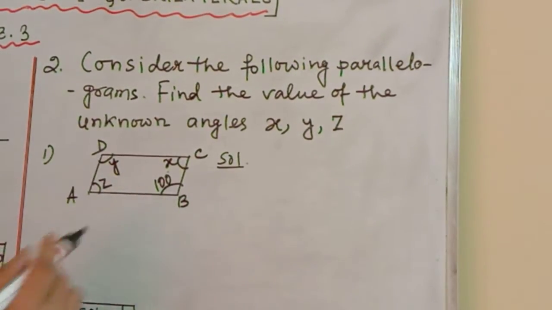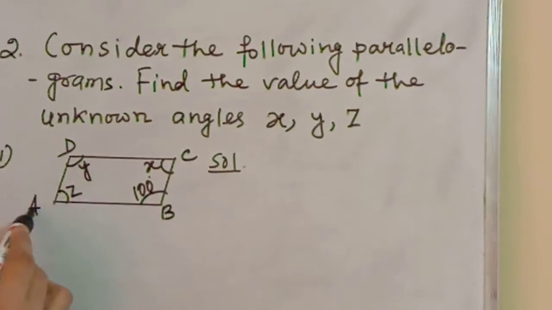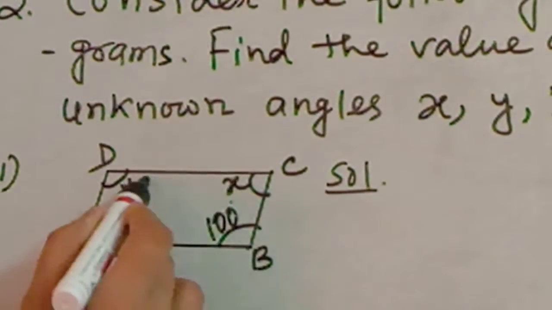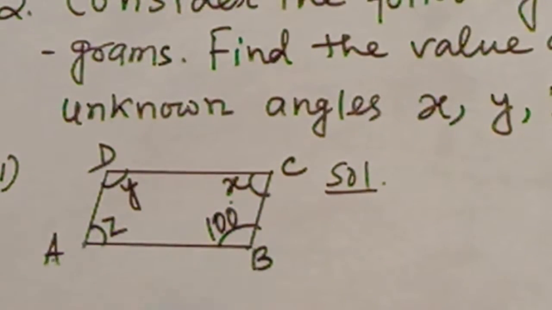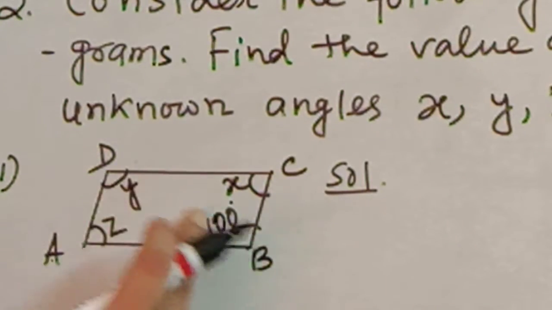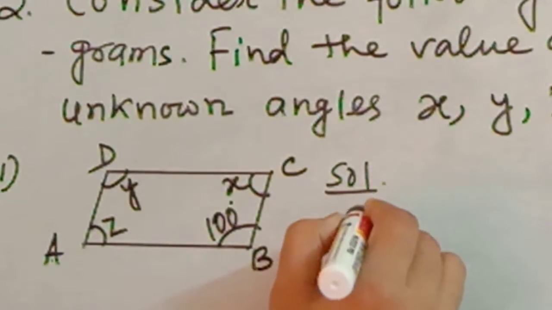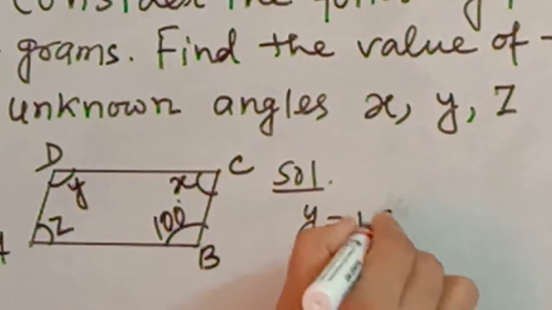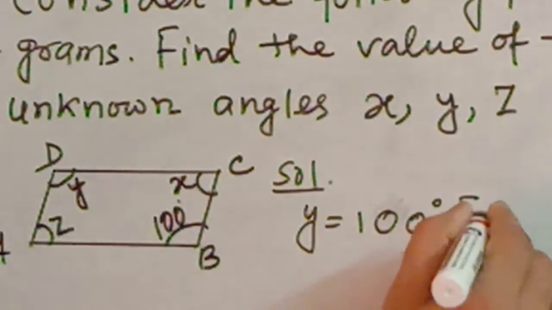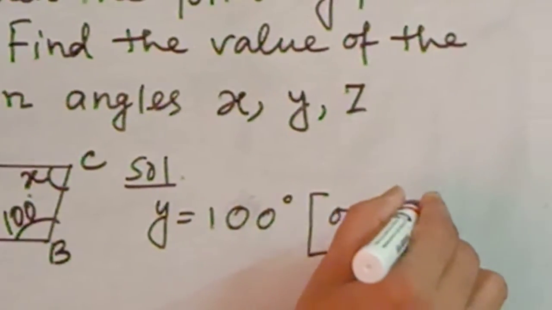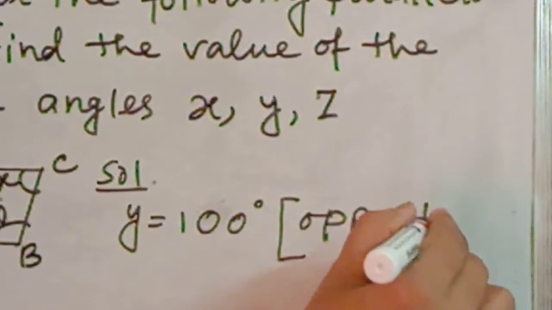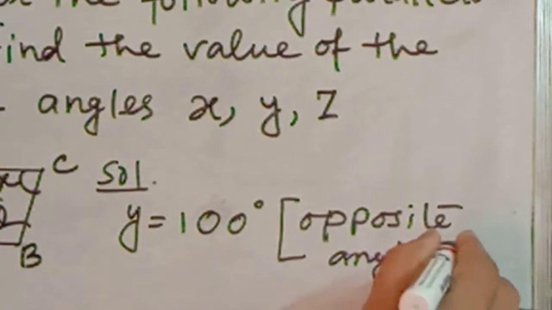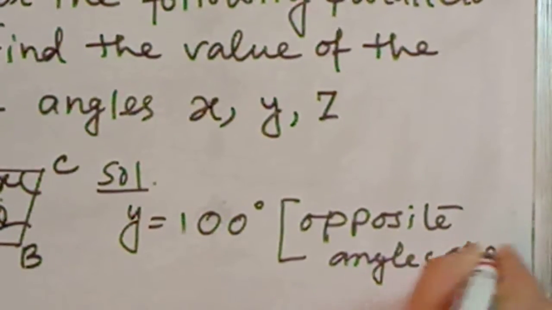Look at the diagram ABCD. Here only angle B is given, and you have to find all the values. You know that opposite angles of a parallelogram are always equal. So you can write directly that y is equal to 100 degrees, as opposite angles of a parallelogram are always equal.